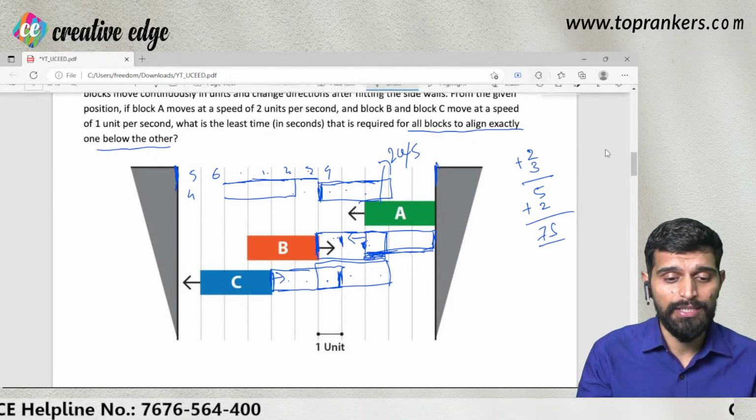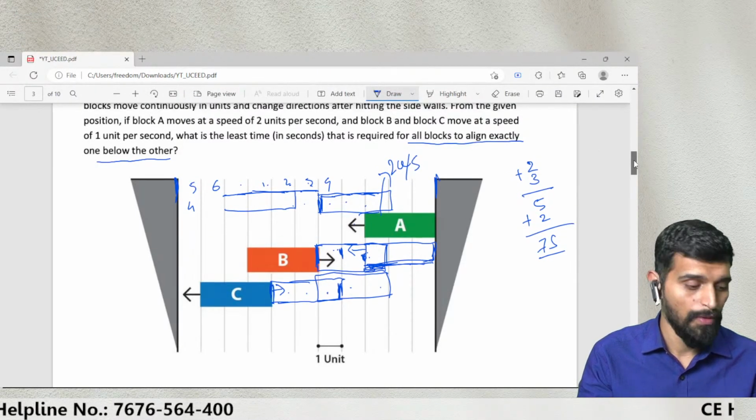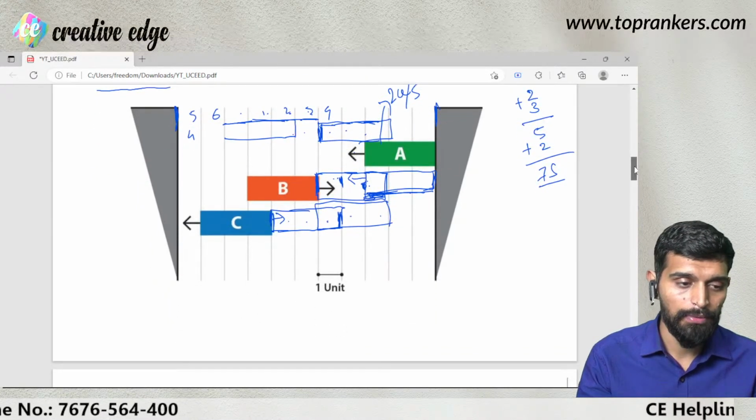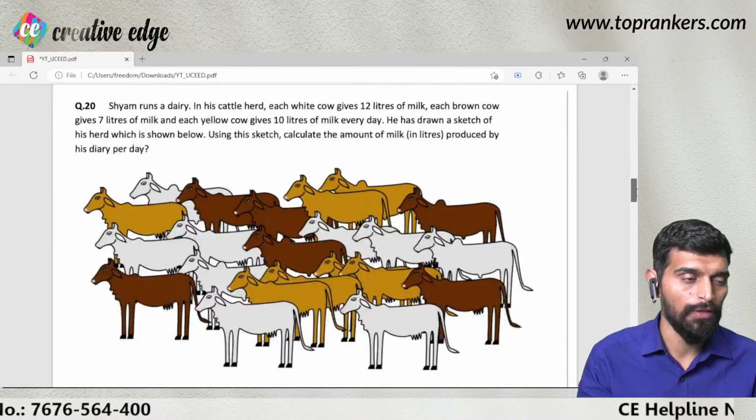So 7 seconds is the answer to this question. Well done, R. Swami Naik. Good observation. Probably you might have solved this one.